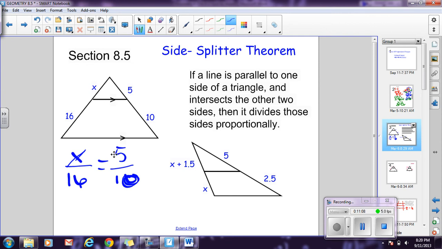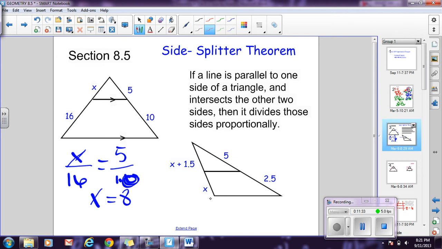So you guys can figure out, if 5 is half of 10, what is x going to equal here? You're right, x is going to equal 8. Or you could have cross multiplied and said 10x is equal to 80, divided it, and still gotten x equals 8. You guys know how to do that, so I'm not going to show you how to solve proportions. If not, make sure you ask for help on that. Okay, same thing over here.